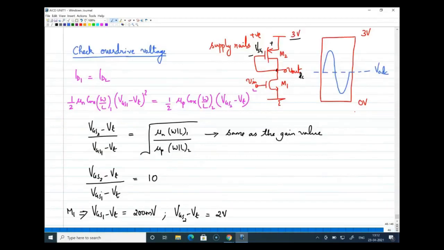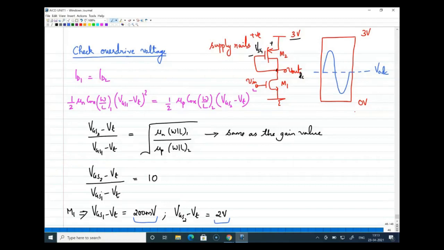Second observation is I checked the overdrive voltage, and I saw that the ratio of overdrive voltages is exactly equal to the gain value. Now, for a typical overdrive voltage of, say, 200 milli for the input transistor, the load transistor should have 2 volt of overdrive in order to get a voltage gain of 10. So what I'm trying to understand here is, if these are the overdrive voltages, 200 milli and 2 volt for the two transistors, how much space will be available in the circuit for the output voltage to swing across?